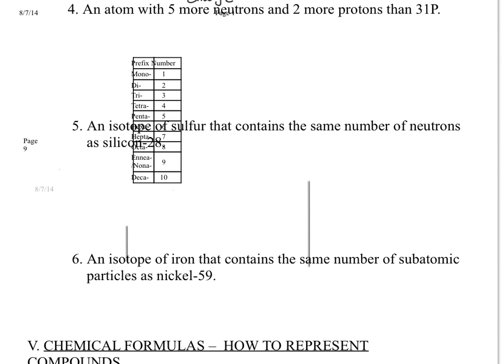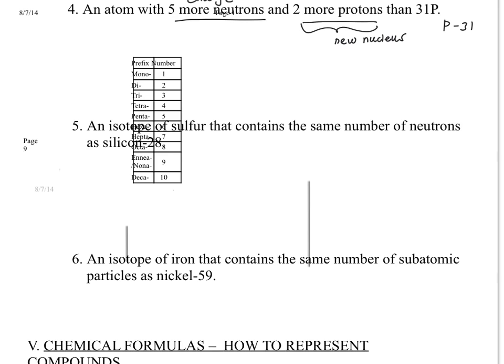In our next problem, we are looking for an atom with 5 more neutrons and 2 more protons than phosphorus 31. Since we're changing the number of protons, we're going to have a new nucleus, meaning it's no longer going to be phosphorus because we're changing the identity of our atom.